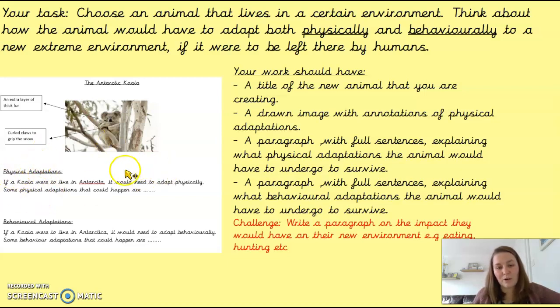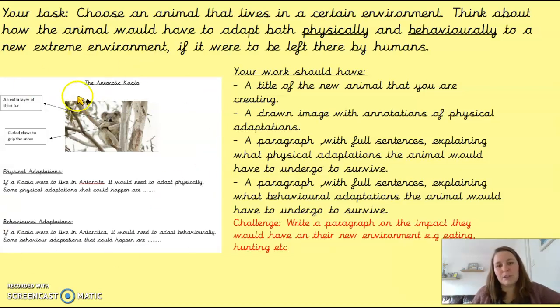So I've started off the paragraph for you, and you'll need a physical adaptations paragraph and a behavioural adaptations paragraph. For example, if a koala were to live in Antarctica, it would need to adapt physically. Some physical adaptations that could happen are developing a new extra thick layer of fur to be able to withstand the freezing cold temperatures, for example.